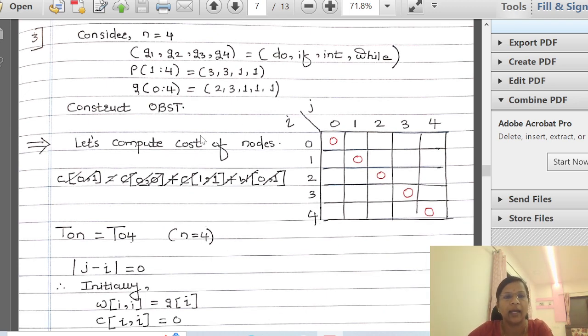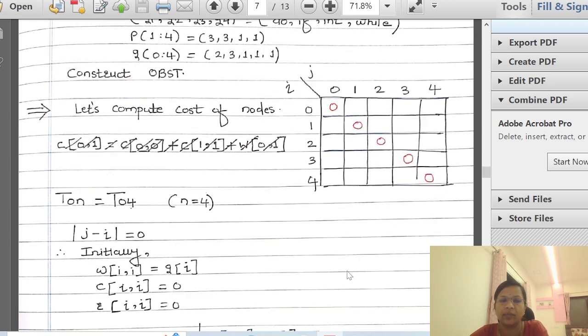Now we have to compute the cost of each of the nodes. Considering the probability of unsuccessful search, we draw a matrix in the form of rows and columns representing the nodes, and we calculate the cost of each of them. Here I represents rows and J represents columns. The number of keys is given as 4, and this matrix would be of size 5 by 5 because we consider the probability of unsuccessful search as well.